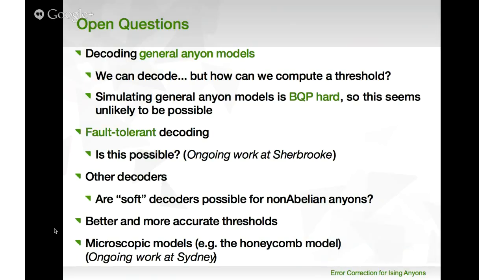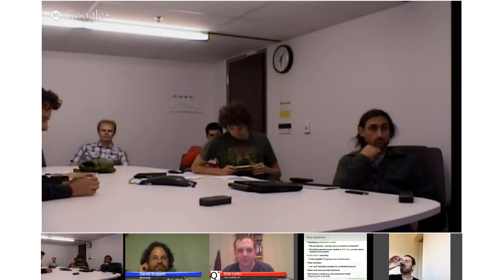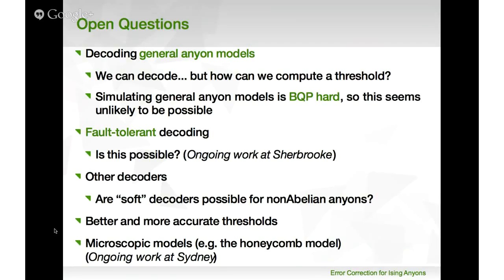Okay, there was one more question from IQC, so if you want to go ahead. Yeah, actually the question is similar. It's about the simulation of a general anion model. Since it is supposed to be hard, do you have an idea what would be the topological feature? So a general braiding structure would be hard to simulate. Is it clear what kind of constraint one could put on that braiding structure in order to make it simple to simulate? So that's number of braids or things like that?